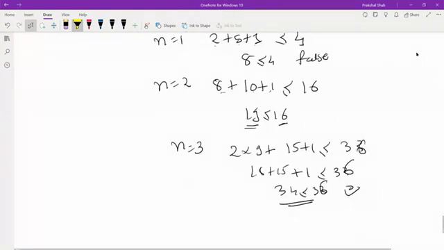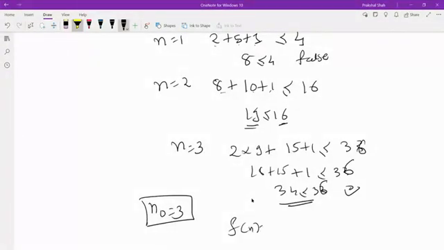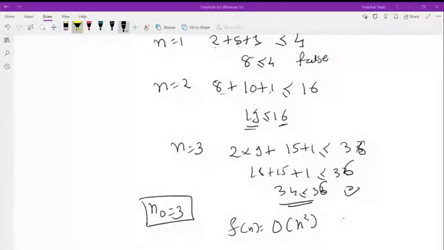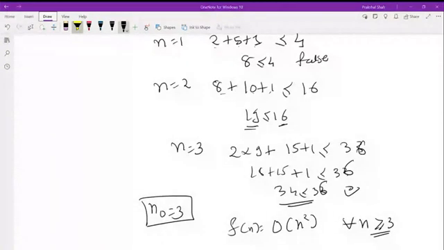So my correct answer here: can I say for my graph, for n equals 3 onwards, everything will be true for me? So can I say my f of n is order of n square for all n greater than or equal to 3, it will be true? Can I say that?